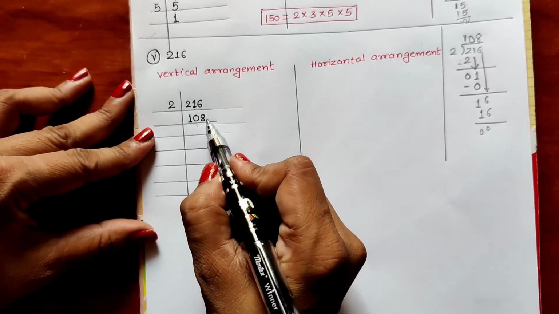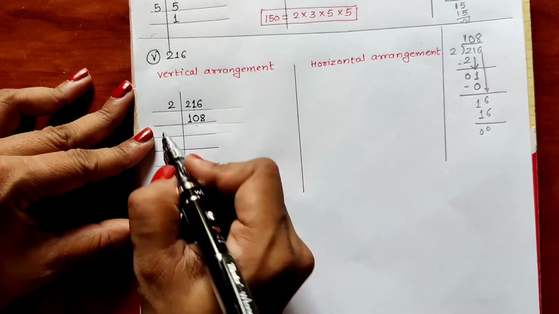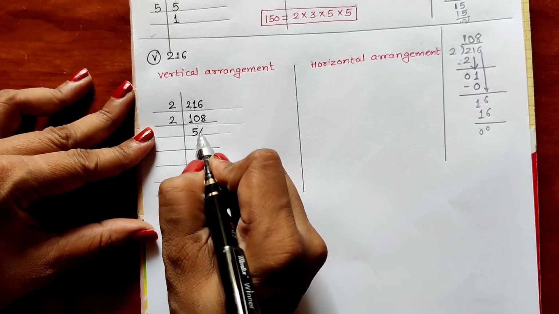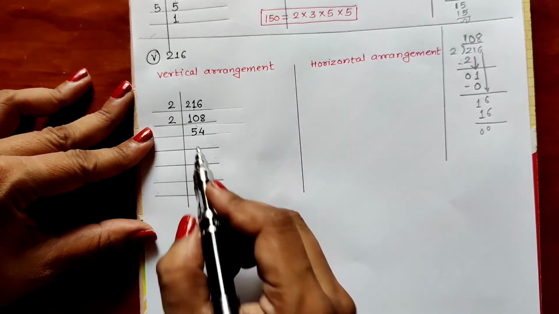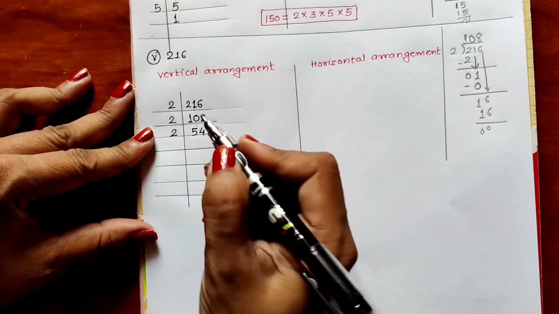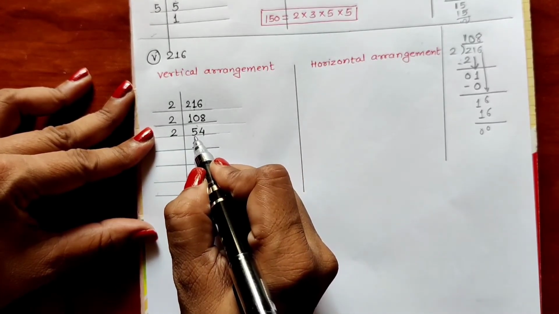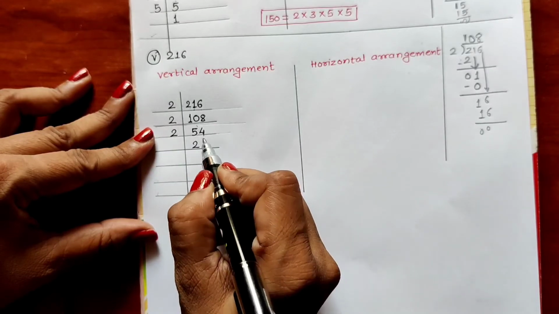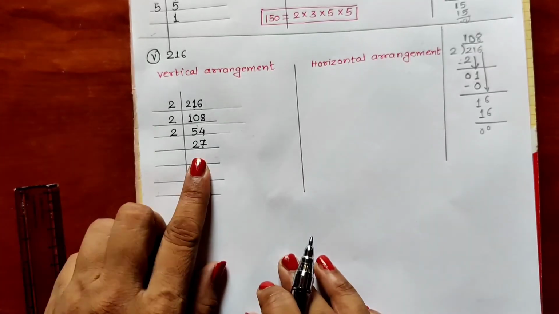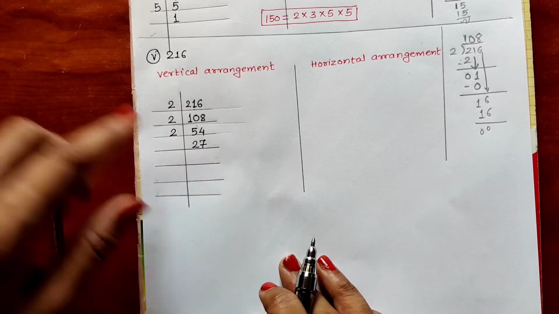Again 8 is in the unit place. That means this number is divisible by 2 again because this is an even number. So factor is 2. 2 5s are 10 and 2 4s are 8. Again 4 is there in the unit place. This number is divisible by 2. 2 2s are 4. 1 remaining. 5 minus 4 means 1 remaining. This 4 means 14. 2 7s are 14. Now we have got odd number 27. 7 is there in the unit place. That means this is not divisible by 2.